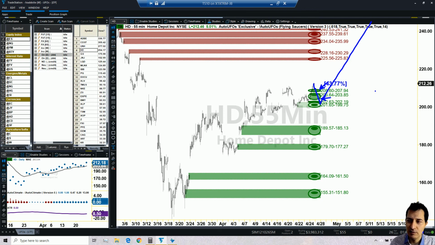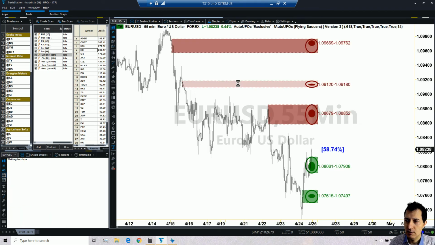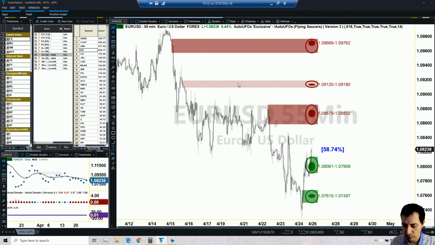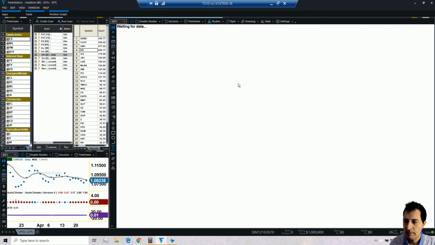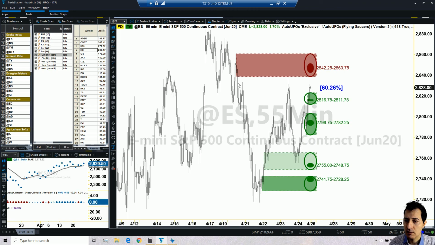But the real question, and please feel free to comment on the chat box, is which market is the market where this happens the most often? The futures, the Forex, or the stocks? And it's the stocks. And why am I so positive about it? Well, look at that figure. 43% when you apply AutoUFOs for stocks versus if I use the euro, it's 58%, versus if I use the S&P futures, it's 60%. So why is this happening? Well, it's very simple.